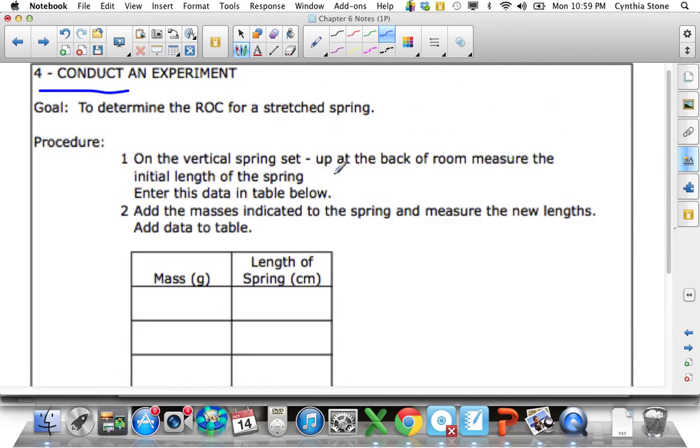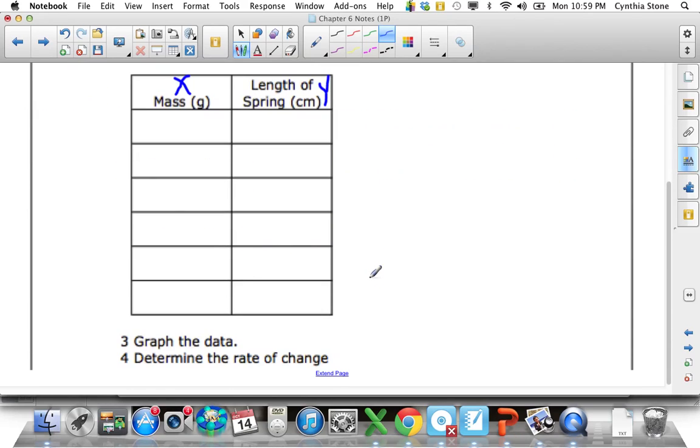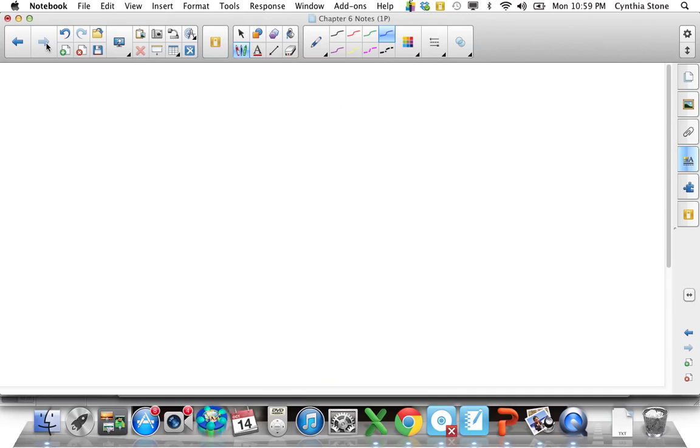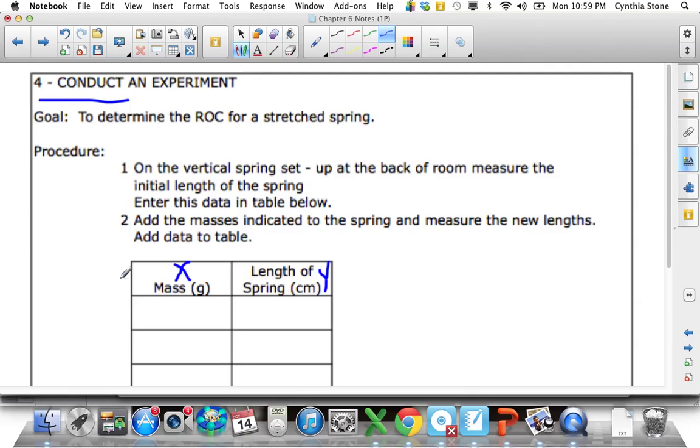So you'll see the vertical spring is set up, and you're going to add different masses to the spring. So you're going to list what the masses are, and that's going to be your X value. And you're going to measure the length, which is going to be your Y value. And then what you'll do with that data is graph it and determine the rate of change. And then that's going to be it. That's the end of this assignment. And you'll shortly get a whole new assignment to work on.